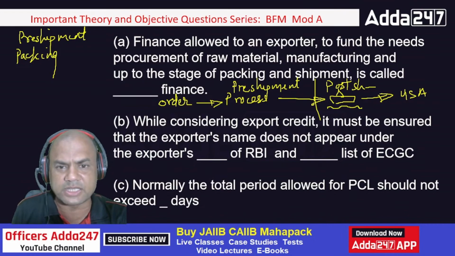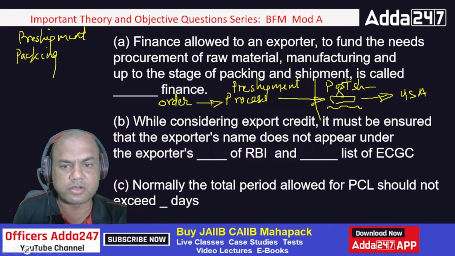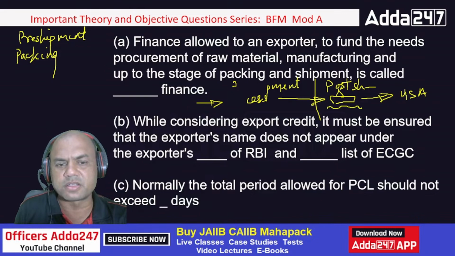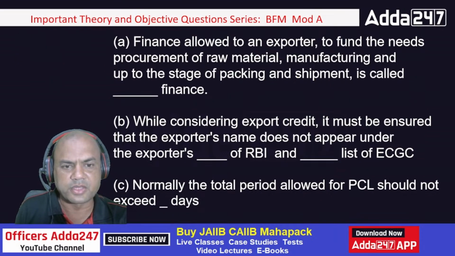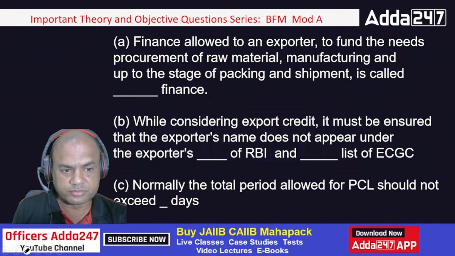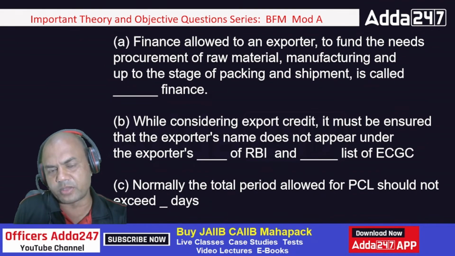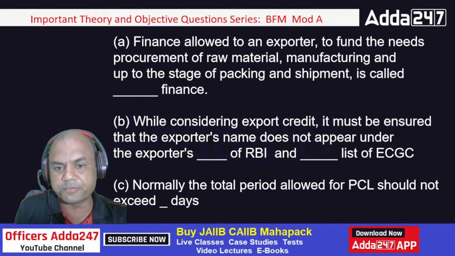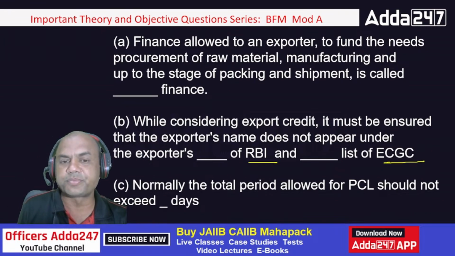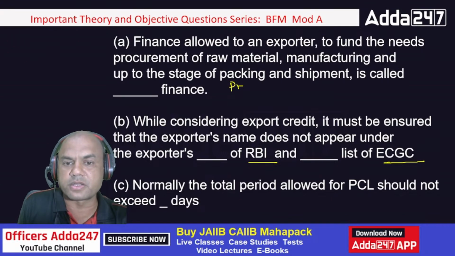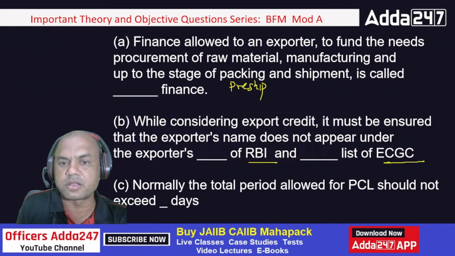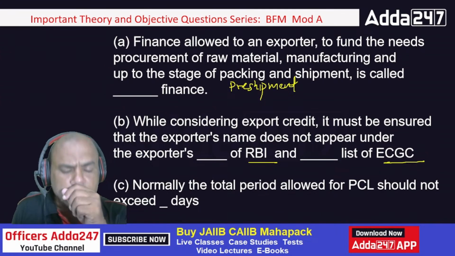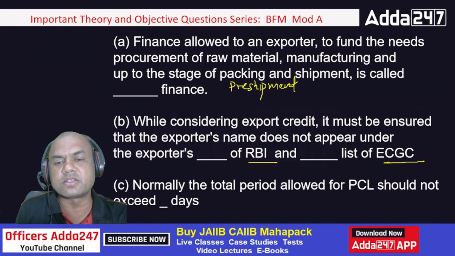Here, shall I remove this now? Pre-shipment, post-shipment, you know this? I think so. Let me remove this completely. Now, there are two lists, basically. One is of RBI and second is of ECGC, okay? Let me write it over here, pre-shipment, so that you remember it. One is of RBI and second is of ECGC.